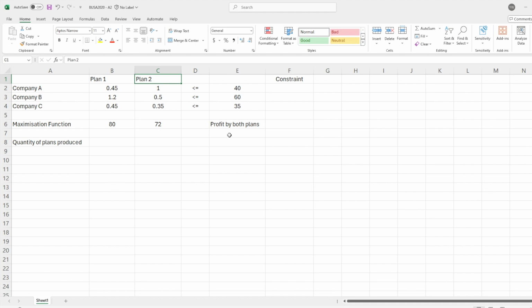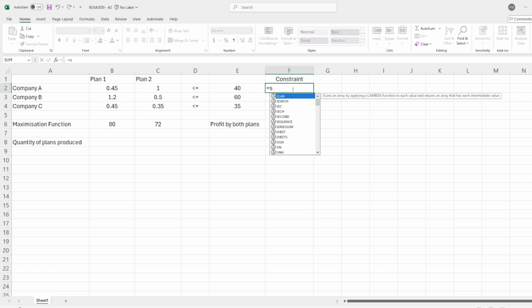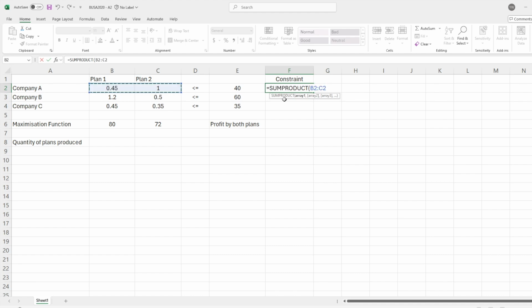Firstly, we need to figure out the suitable quantity of plans produced of both plans in these cells here. To do that, we would be using Excel Solver. First, we need to multiply our constraints. To do that, we would use the SUMPRODUCT formula, multiplying our company A constraints, these, by our quantity of plans that would be listed here.